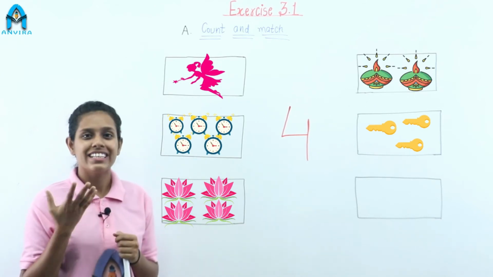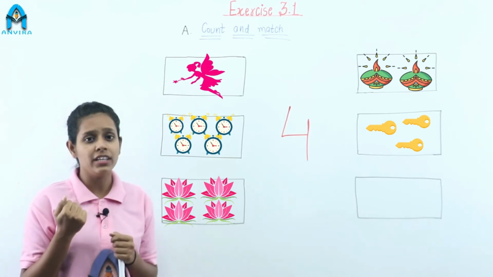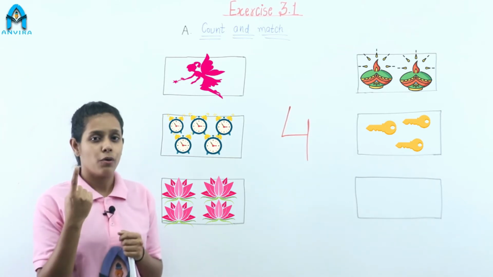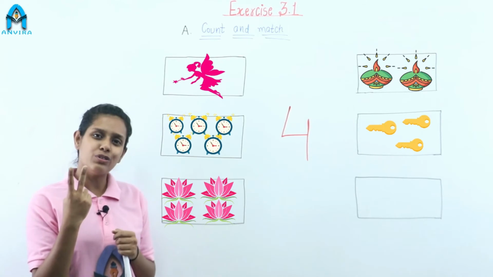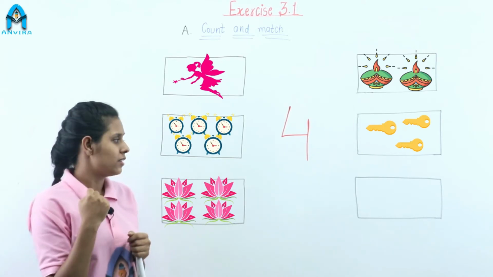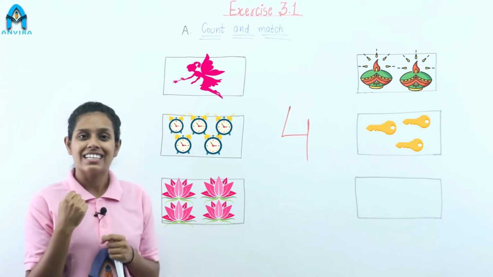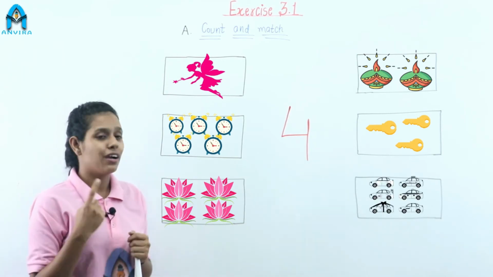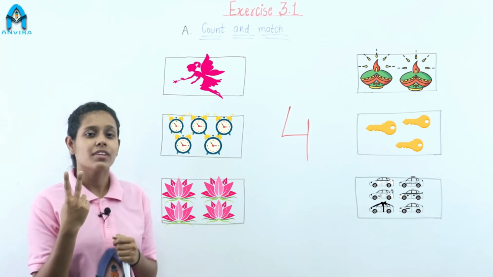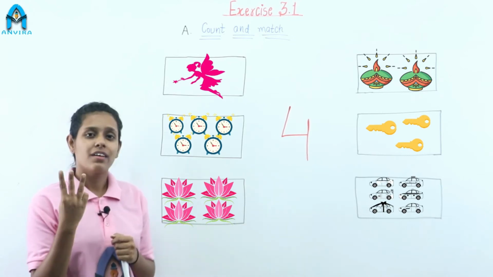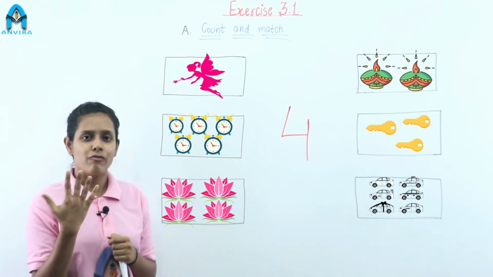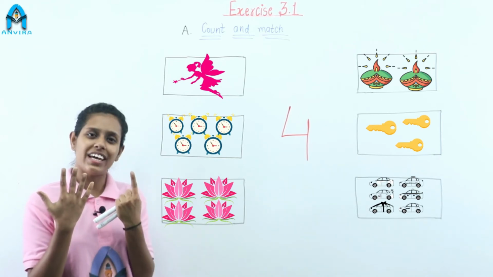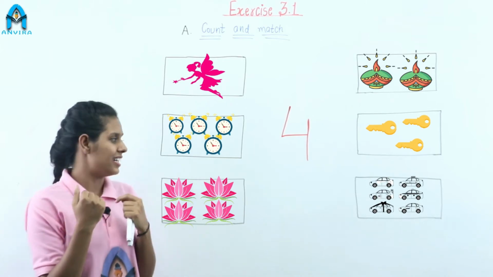What is this? Deepak. How many? Let's count. 1, 2. 2 Deepak. Now, next, cars. How many cars? Let's count. 1, 2, 3, 4, 5, 6. 6 cars.